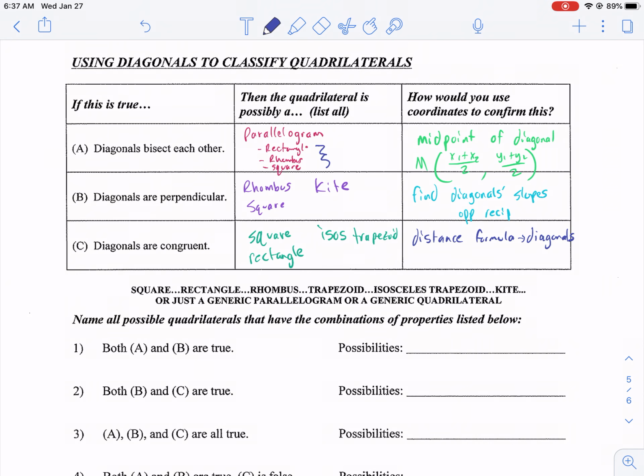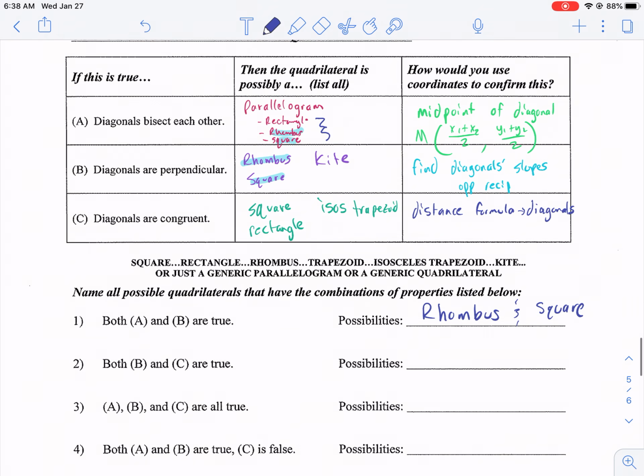And then diagonals are perpendicular. So it has to be an intersection between those 2. The only ones that have both those properties are rhombus and square. They belong to both categories, so that's how you determine it. So we have rhombus and square. Okay, diagonals bisect each other and they're perpendicular.